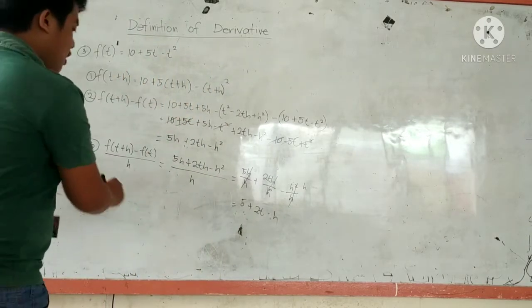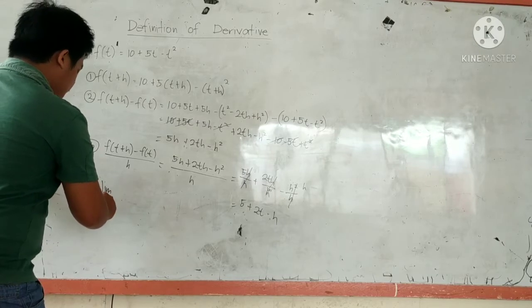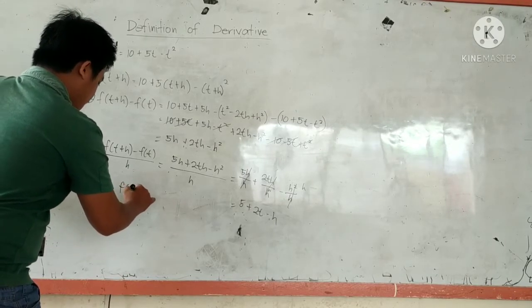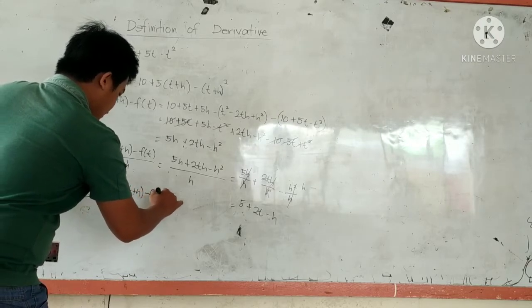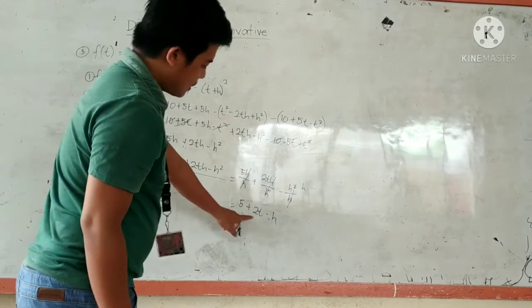Now we are going to apply limits for that. So our limit as h approaches 0 of this function over h would be 5 plus 2t minus h.